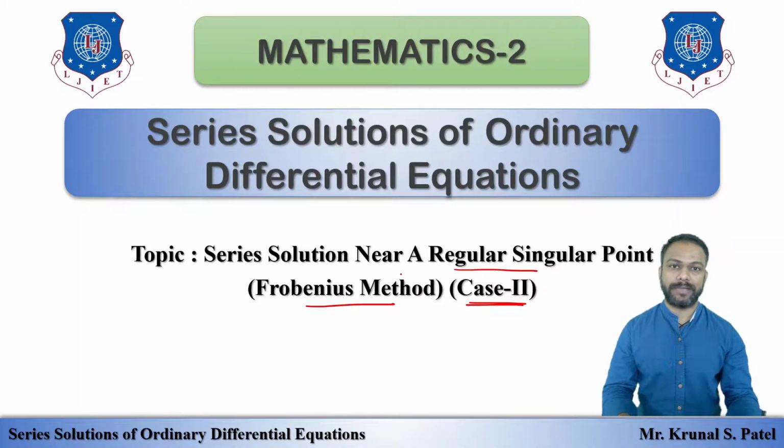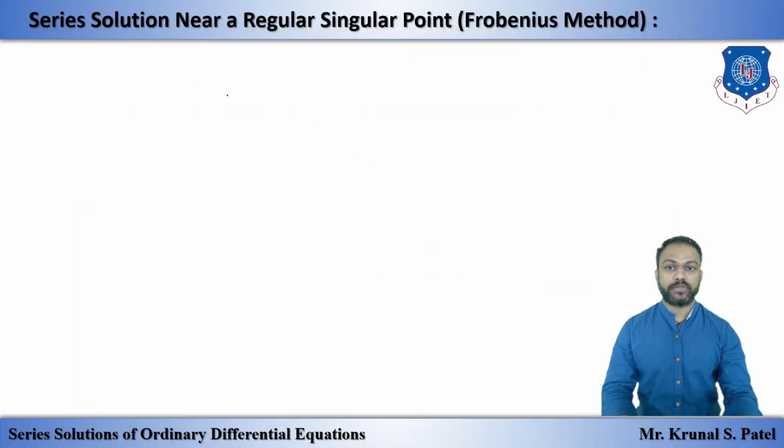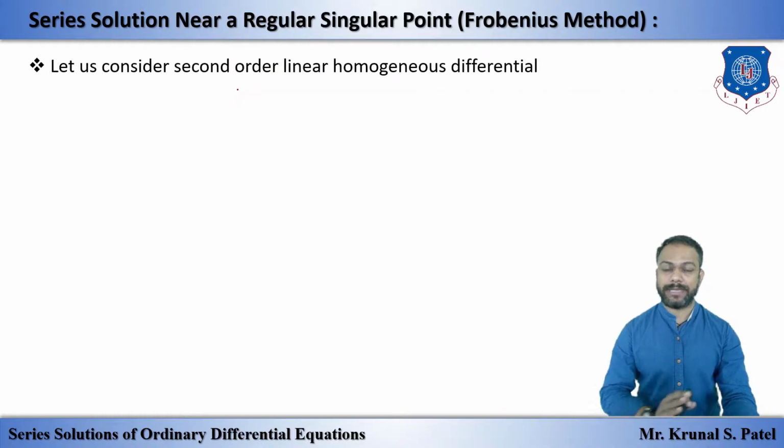In case 1, we found that we have the roots of the indicial equation, and the nature of the roots of the indicial equation decides the case of this method. In case 1 we have two distinct roots, and they are not differing by an integer, that means the difference is not an integer. In case 2, what will be the condition, or what is the nature of the roots? Let's see. We have the same method, there is no change in method, we just have to change when we get roots other than case 1.